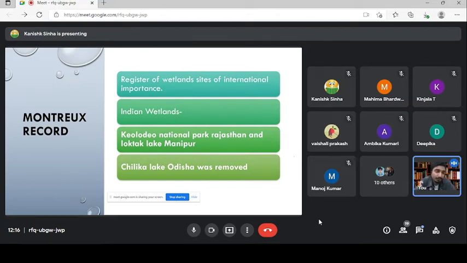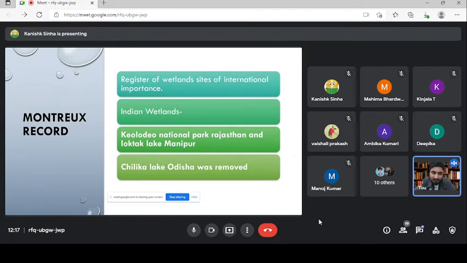First is the Keoladeo National Park, which is in Rajasthan, and then you have the Loktak Lake of Manipur. And you can see, as mentioned, the first Ramsar site of India, that is the Chilika Lake of Odisha, was there in the Montreux record, but afterward it has been removed. So as of now, in the Montreux record, India has only two wetlands of international importance, guys. That is the Keoladeo National Park of Rajasthan and Loktak Lake of Manipur.